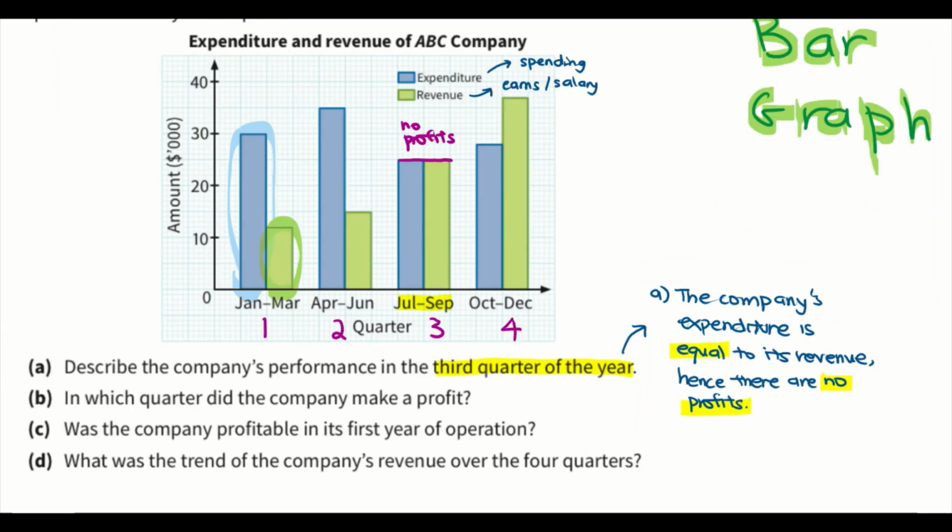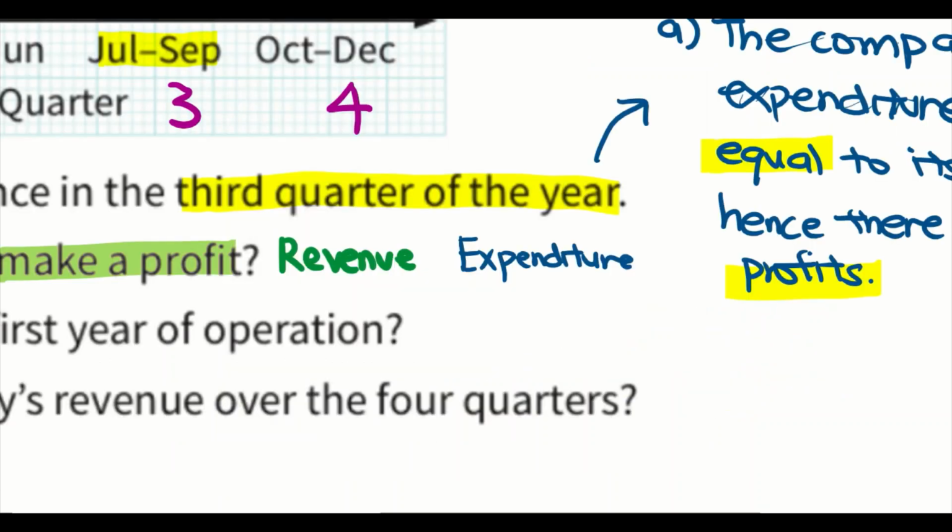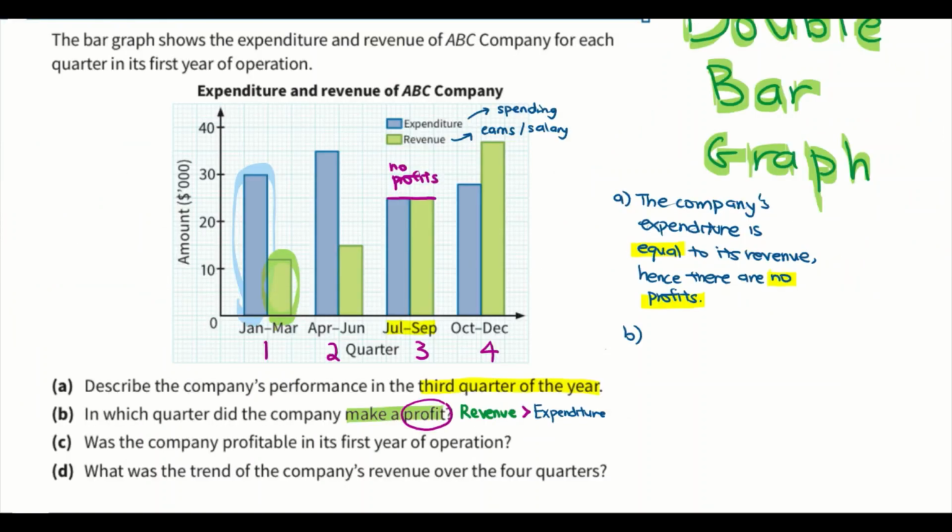Which leads to the second question. In which quarter did the company make a profit? For a company to make a profit, its revenue should be more than its expenditure. And if you look at the diagram again, the only quarter that makes a profit is from October to December. Hence, the answer would be the 4th quarter.